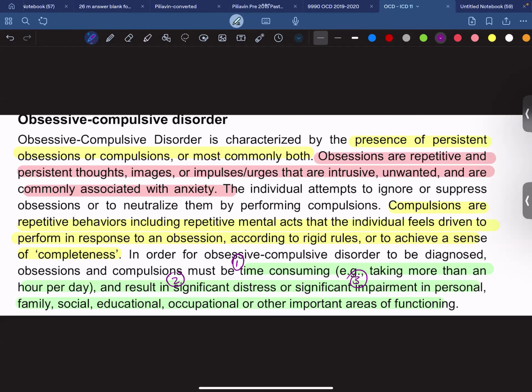Now, this act, which is actually a response to that obsession, might include very rigid rules, which might give the individual a sense of completeness and help them feel less anxious. So, to get over that anxiety, an individual starts acting accordingly, which in this context is referred to as compulsion. So your obsessions are your thoughts, your compulsions are when you're acting according to that thought.